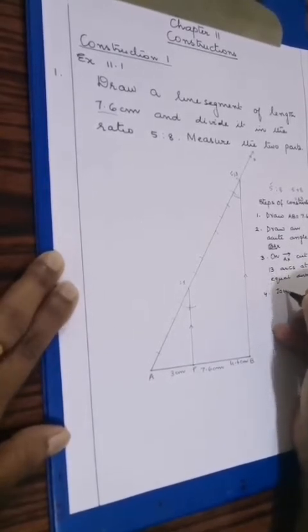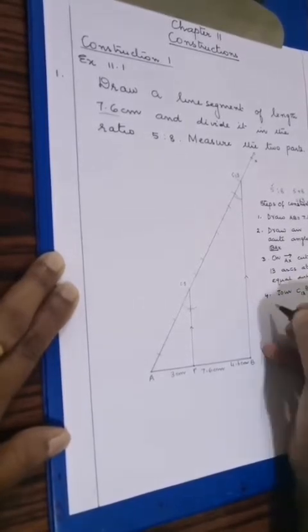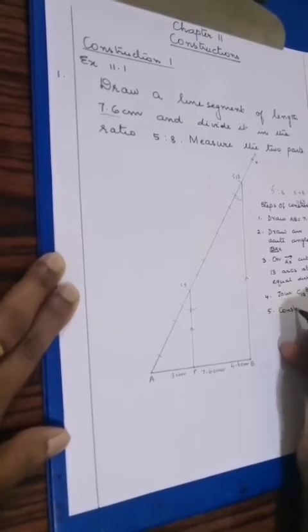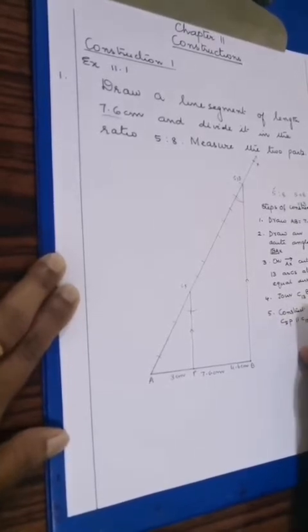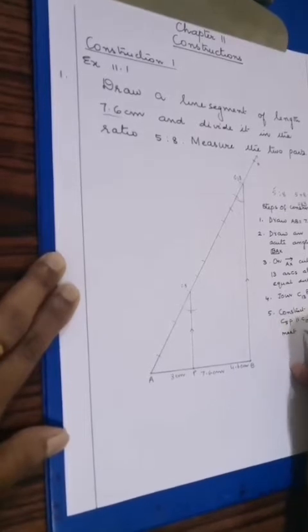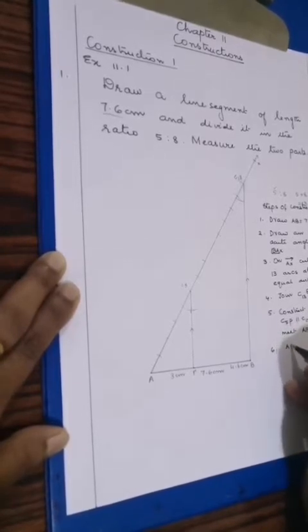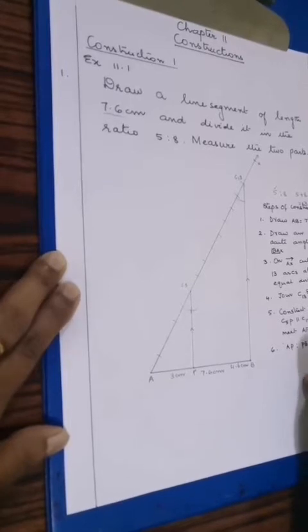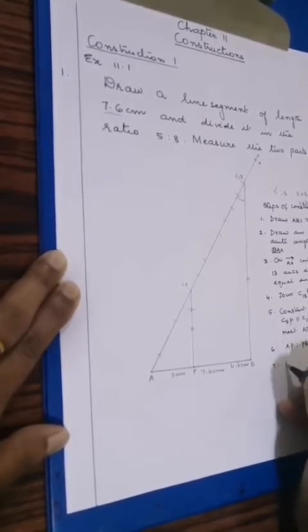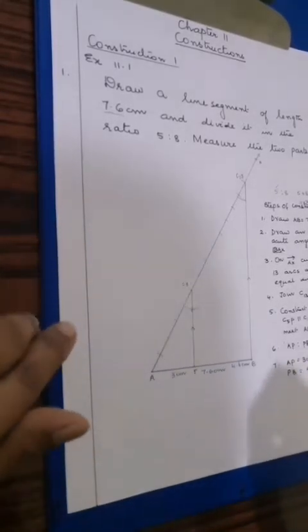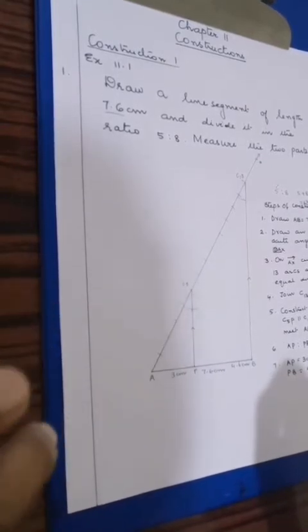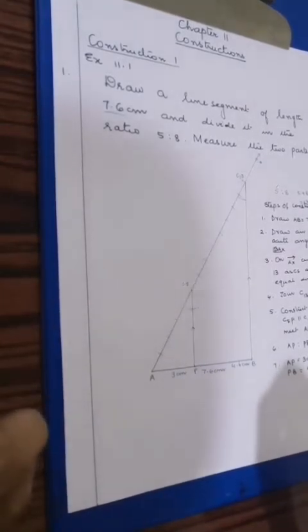Step 4, join C13B. Step 5, construct C5P parallel to C13B to meet AB at P. Step 6, therefore, AP is to PB is equal to 5 is to 8. Step 7, AP is equal to 3 centimeter and PB is equal to 4.6 centimeter. So this is construction 1 to divide a line segment of given length internally in a given ratio.